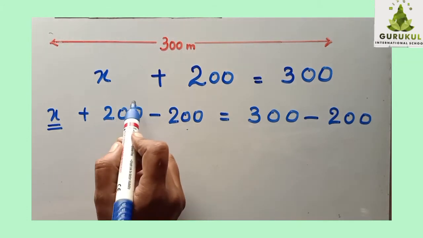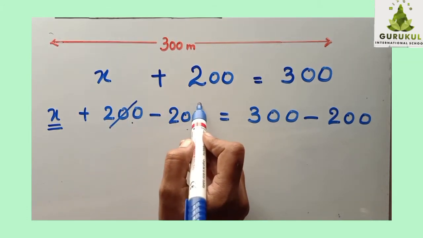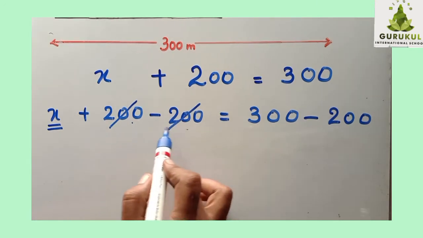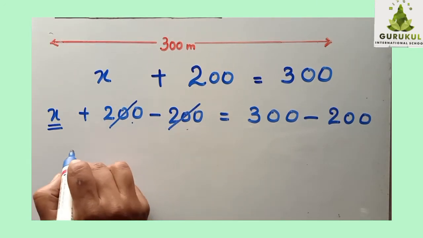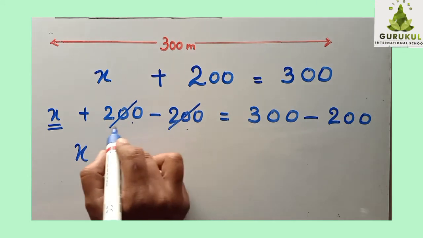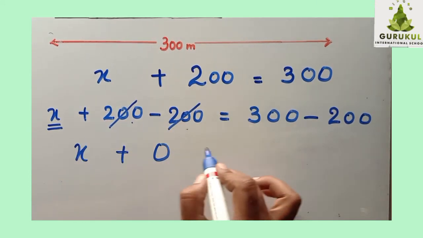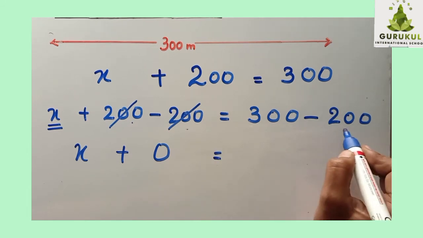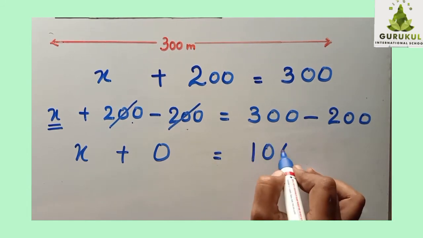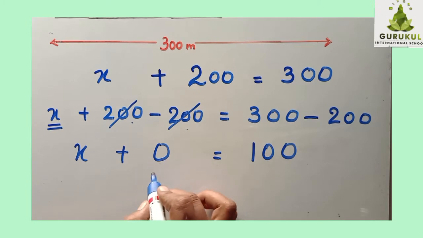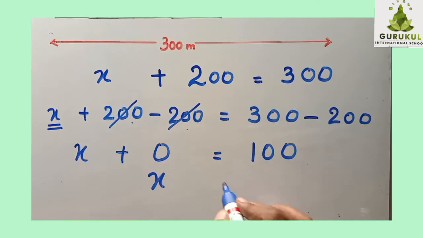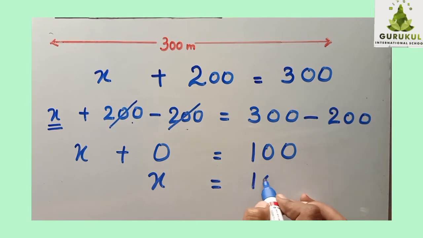Now see, opposite numbers, 200 plus 200 minus 200, get cancelled. So this will become 0. Is it clear? Now here x is there plus 0. This got cancelled, so I wrote here 0 plus 0 is remaining. That is equal to 300 minus 200, which is 100. Now any number plus 0 is the same number. So x plus 0 is x itself. So x is equal to 100.